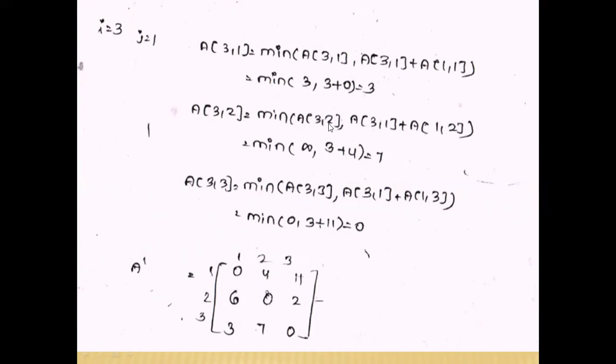Next, minimum of 3 2. There is no path from 3 to 2, so it is represented by infinity; a of 3 1 plus a of 1 2, that is 3 plus 4, 7. Next, minimum of 0, 3 3, 3 1 plus 1 3 is 1 plus, the minimum is 0. So totally the change is 7.